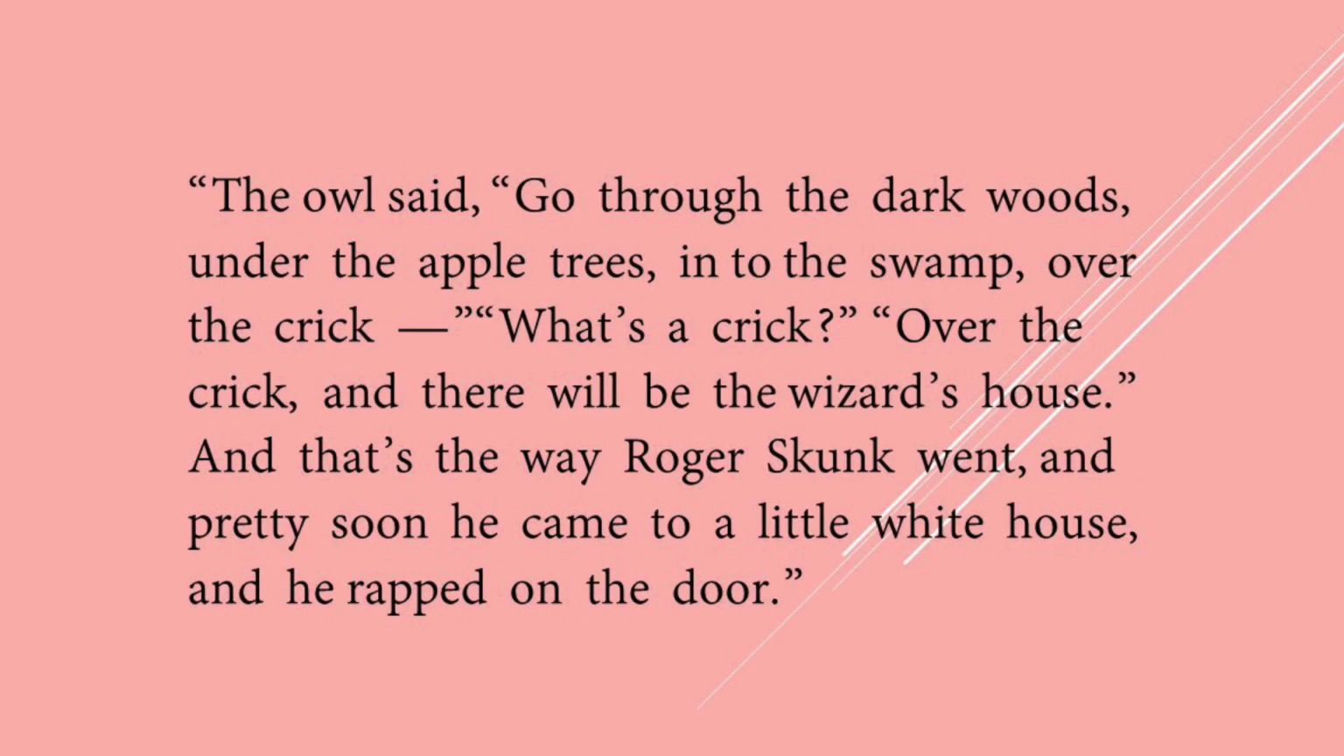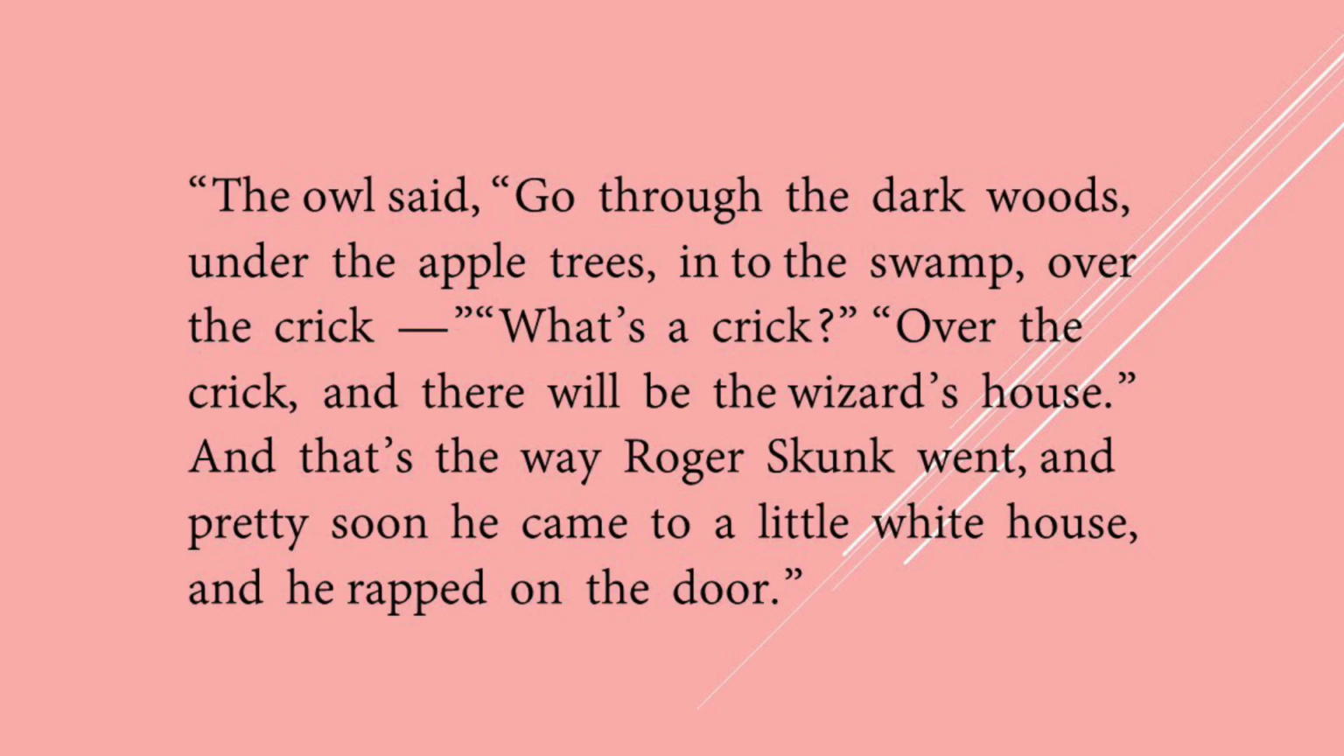So let's continue. The owl said, "Go through the dark woods under the apple tree into the swamp over the creek." What's a creek? Over the creek there will be the wizard's house. So when the skunk asked the owl what to do, the owl said he has to go through the dark woods. Dark woods means through the dark forest. He has to walk under the apple trees, and go through a swamp, that means a muddy area, and then he has to cross the creek. Creek is a small stream. So immediately the girl asked, what is a creek? And after crossing the creek, he will find the wizard's house.